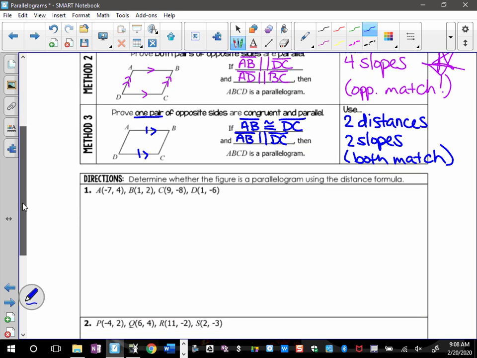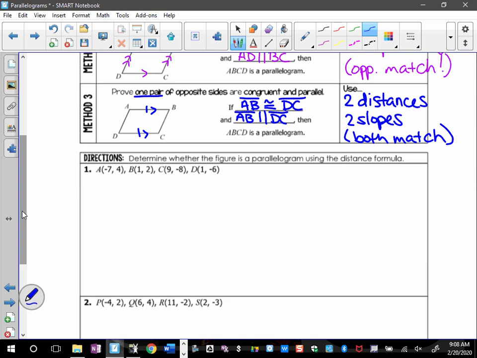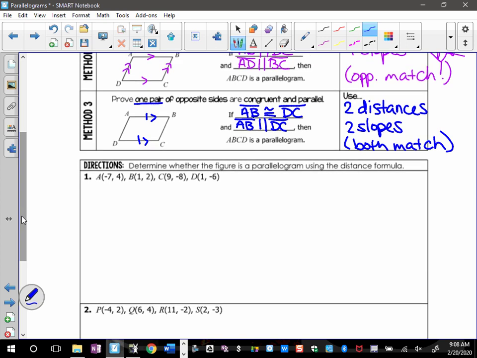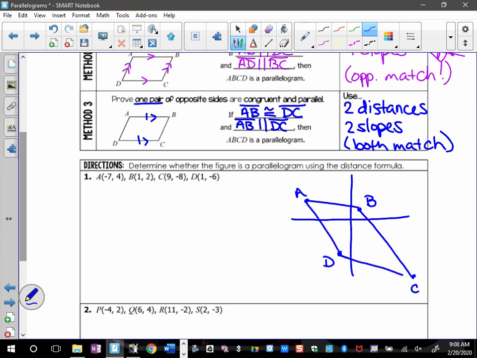So if I look at number 1 here, I kind of sketch this out, really rough sketch. A is -7, 4, so up here somewhere. B is at 1, 2. C is at 9, -8. And D is at 1, -6. So let's say here somewhere. So we have something that looks like this. This at least gives me an idea of what to compare.